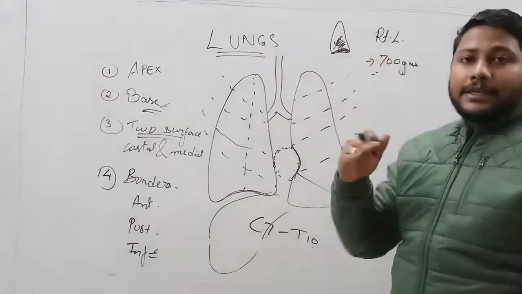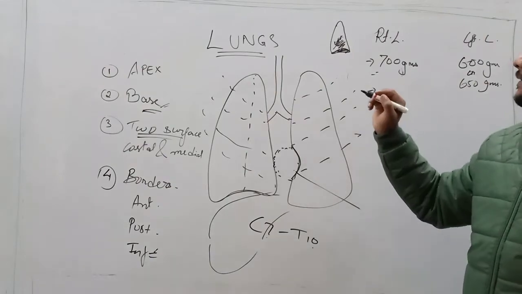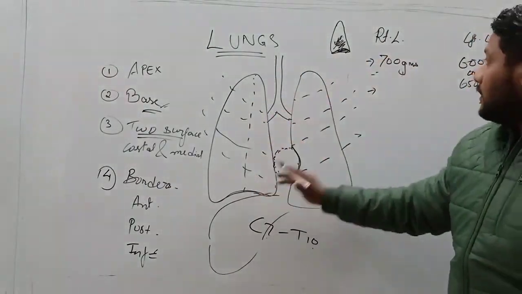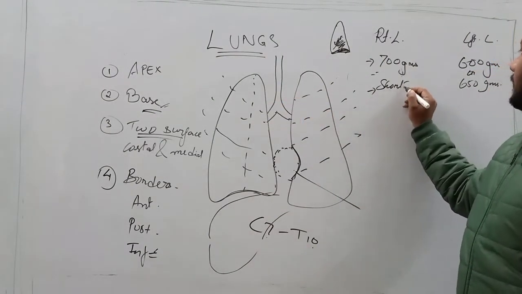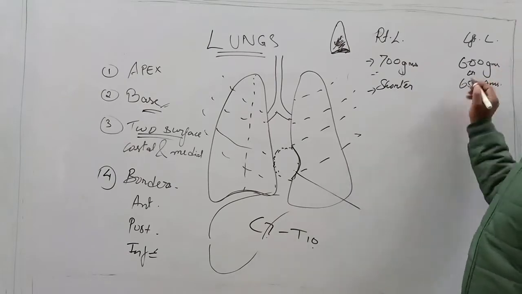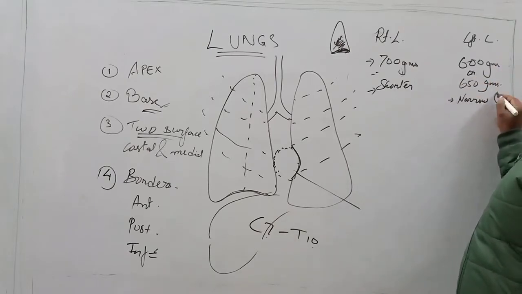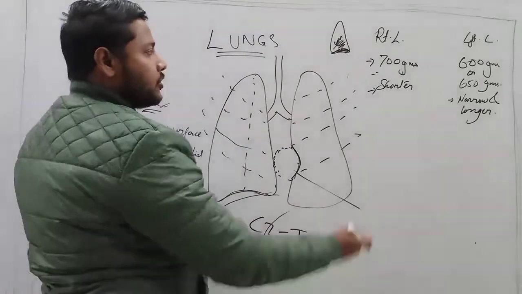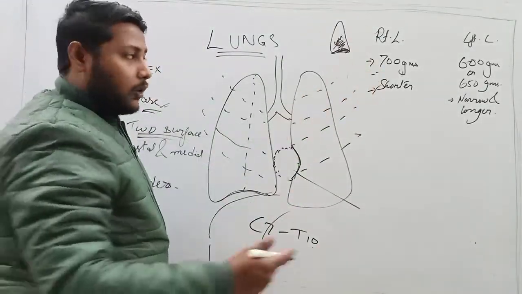Right? So the right lung is heavier than the left lung. But even if it is heavier, as compared to the size, it is shorter. Okay? It is shorter. Here, this is narrow and longer. The right lung is shorter and heavier. The left lung is narrower and longer.